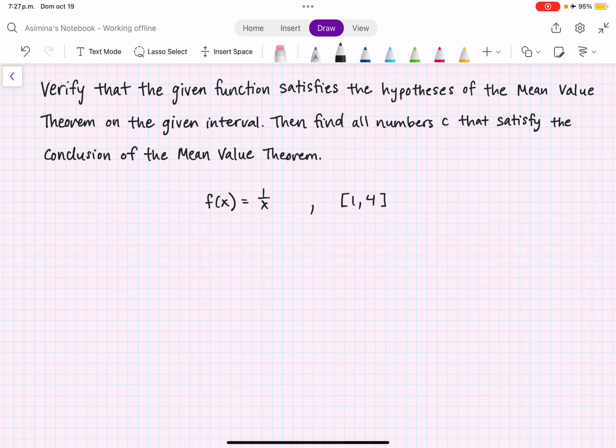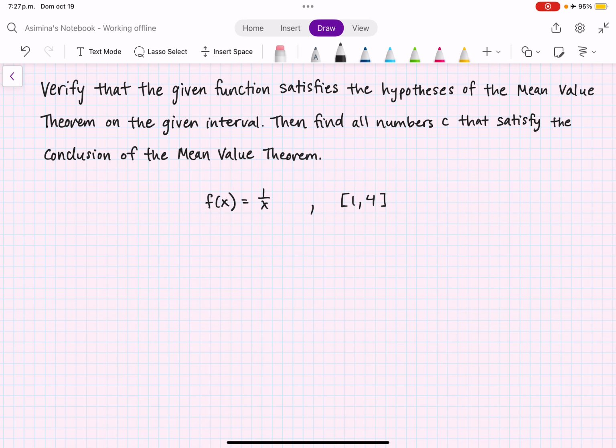In this video, we are going to solve a problem that uses the mean value theorem. First, we're going to verify that the given function satisfies the hypotheses of the mean value theorem on the given interval. Then we're going to find all numbers c that satisfy the conclusion of the mean value theorem. So the function we're given is f of x equals 1 over x, and we're given the closed interval 1, 4.